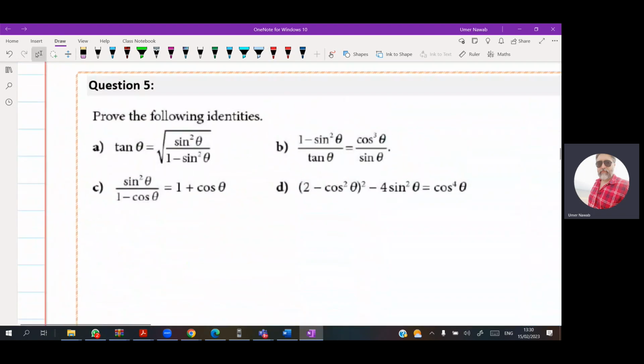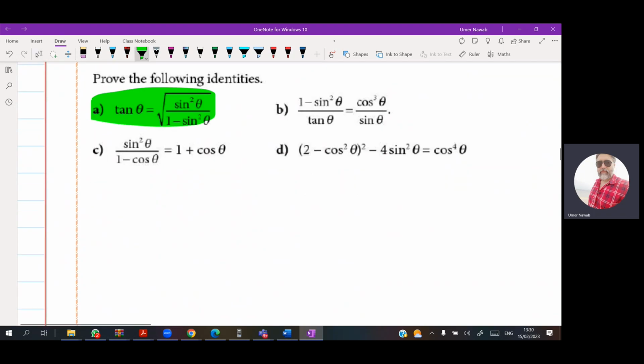Next one is, again, question number 5, I have set for you as an identity: prove that tan of theta is equal to this thing. I'm going to write tan theta as sine theta over cosine theta. It looks harder for me to make this result. So why not? I will try to solve the right-hand side.